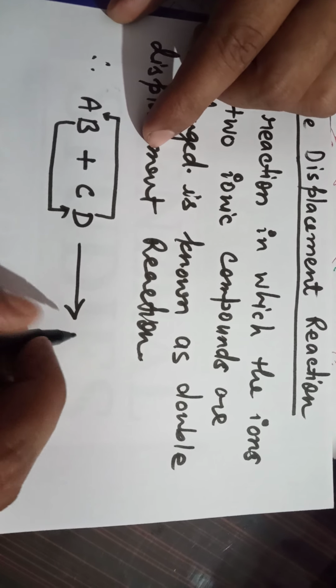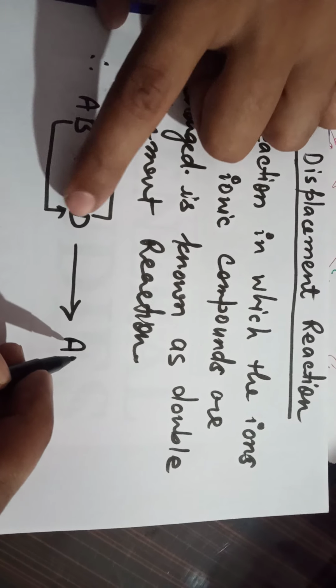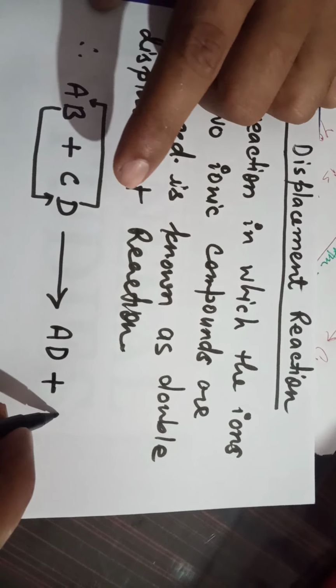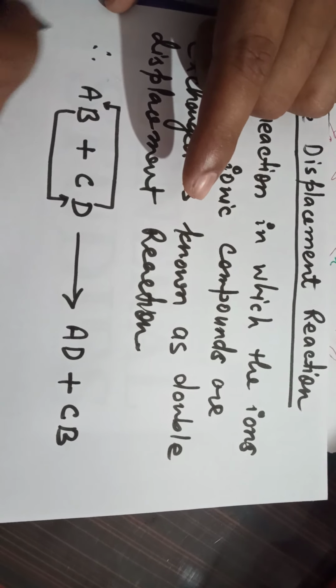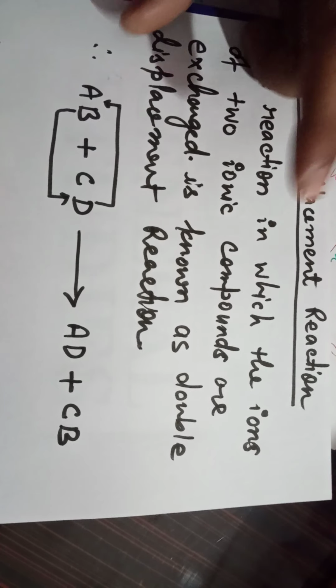So what would be the outcome? Because D is coming to A, we get AD, and plus, because B is going there, we get CB. So this is the general mechanism of this kind of reaction. We are going to take a particular example.